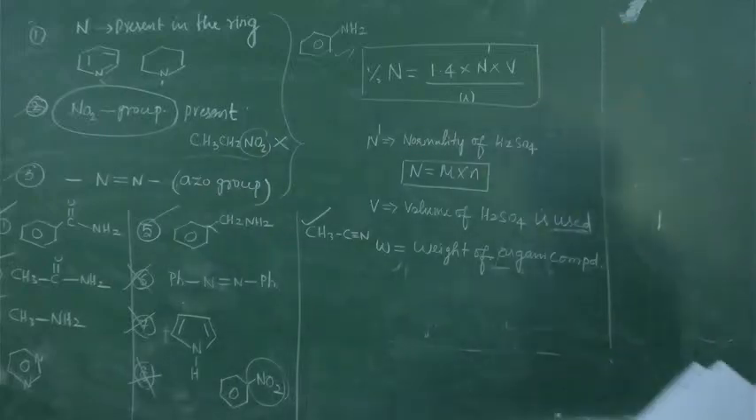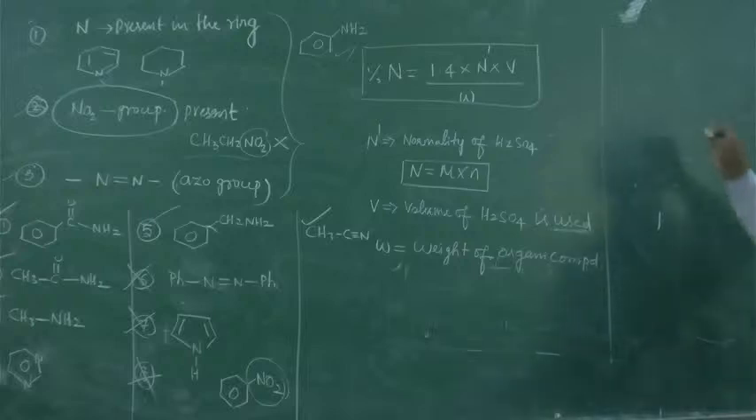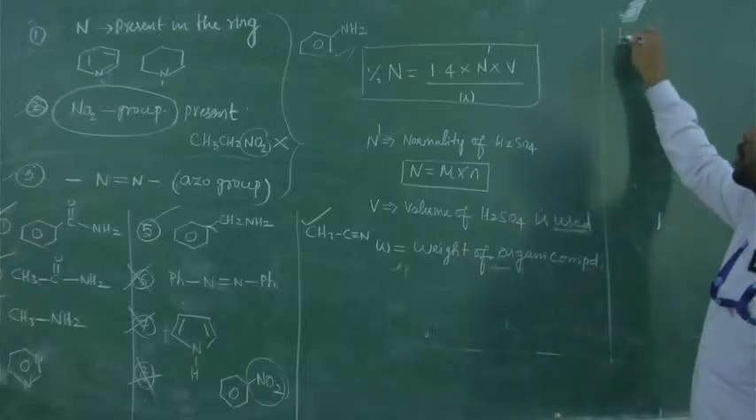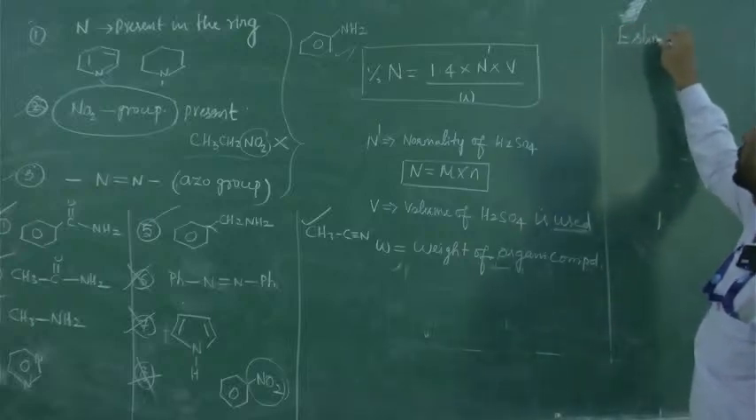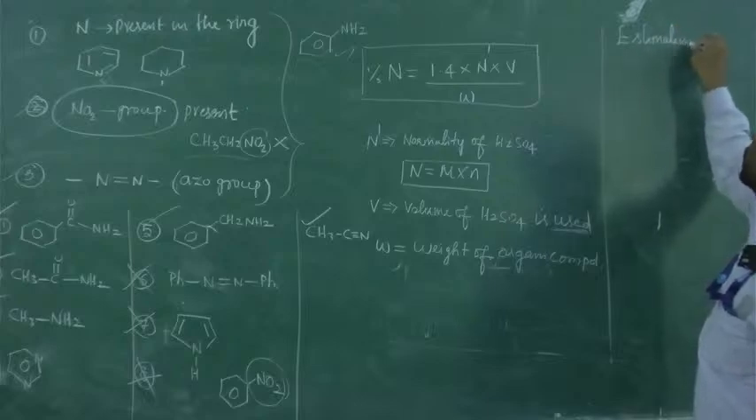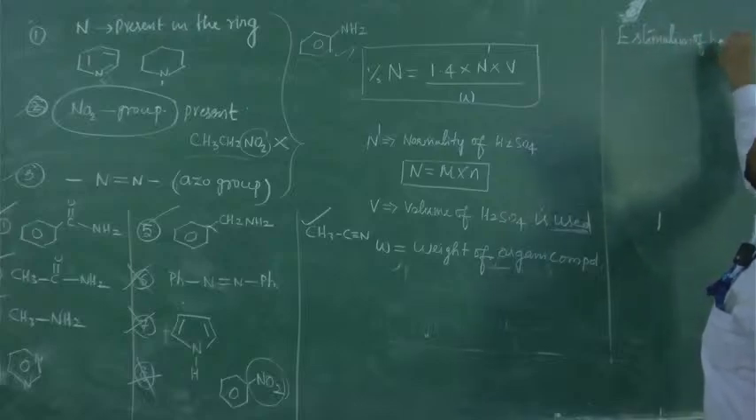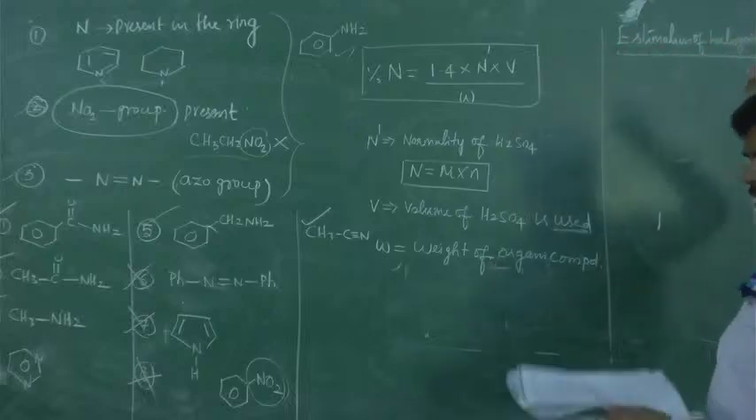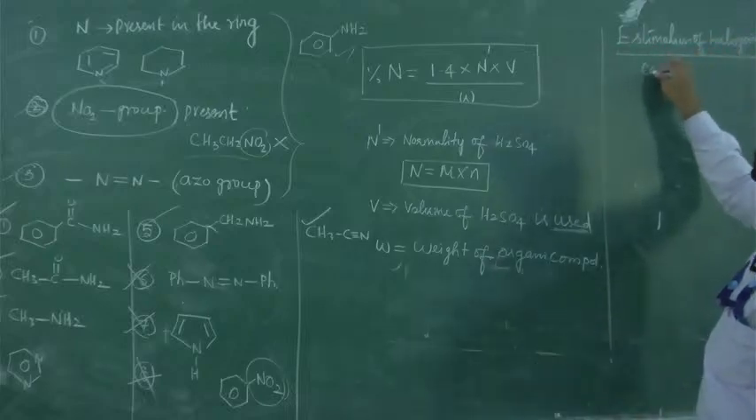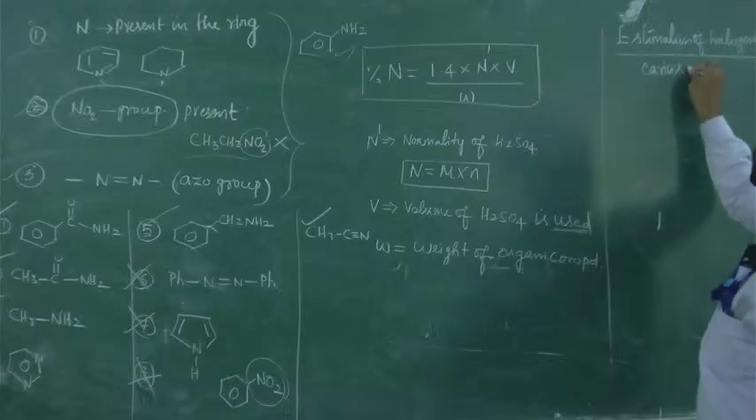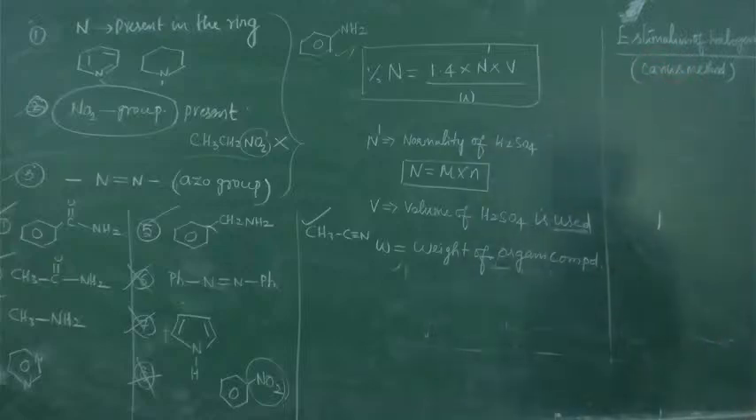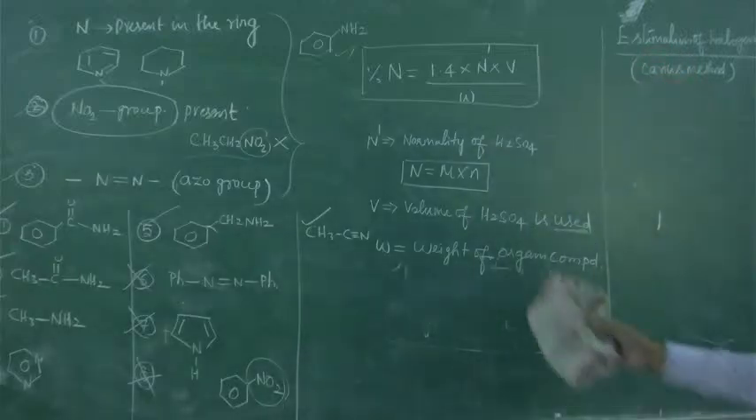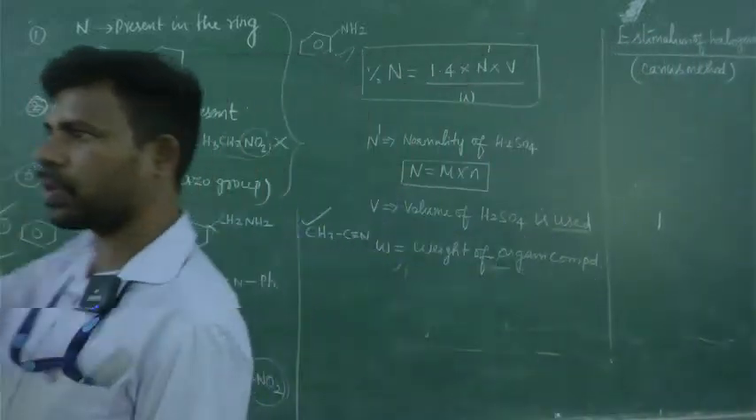Okay, so next we'll go. Next, estimation of halogen. This method is called Carius method. Is it clear? This is a problem to be solved. Just write the formula and solve it.